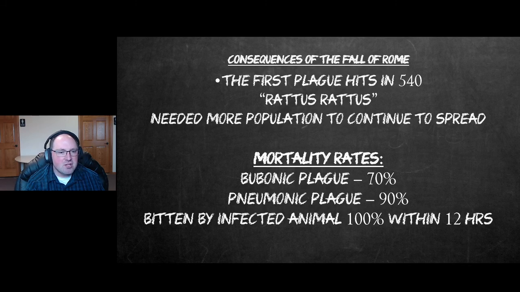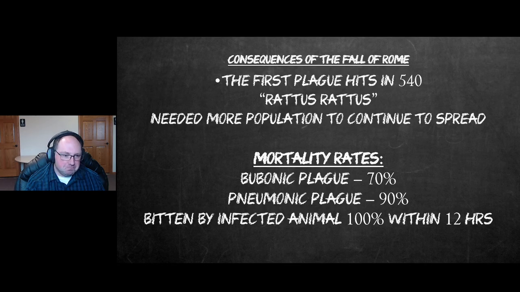For those who got the bubonic plague, at least 70%, sometimes more, sometimes less depending on the community, was your mortality rate. If you got it, 70% of the people died. If you got the pneumonic plague, it's actually 90 plus percent. Even in modern times, if you get the pneumonic plague where the infection gets into your lungs, unless you immediately go to the doctors and start the antibiotics, you have a 10% chance of living, even with the medicine. Without the medicine, it's more like a 99% mortality rate. You're going to die.